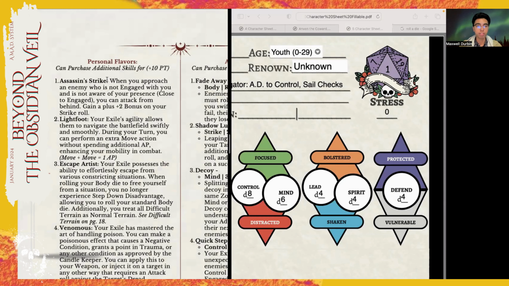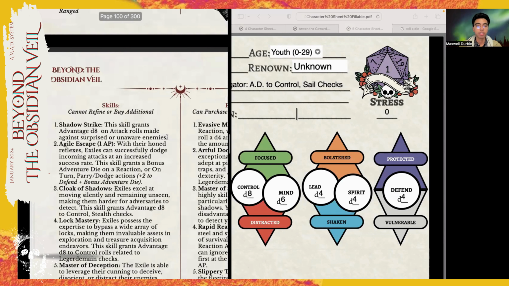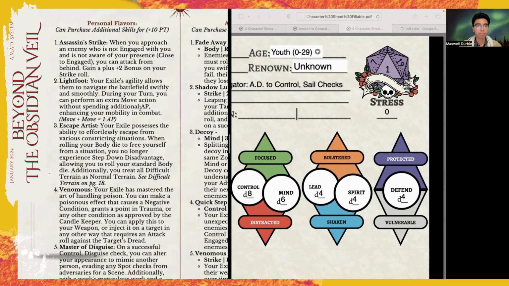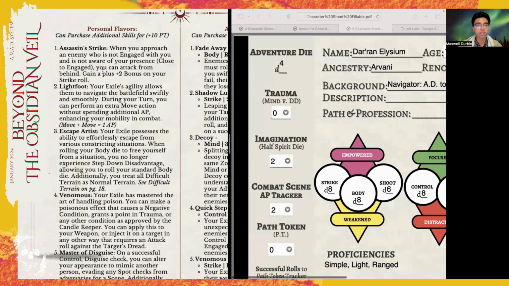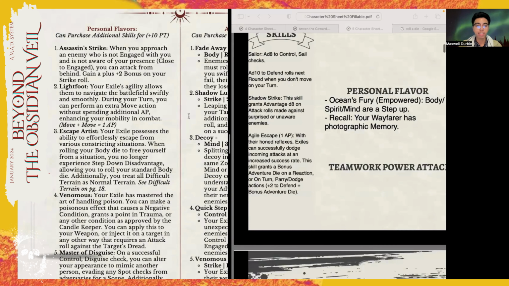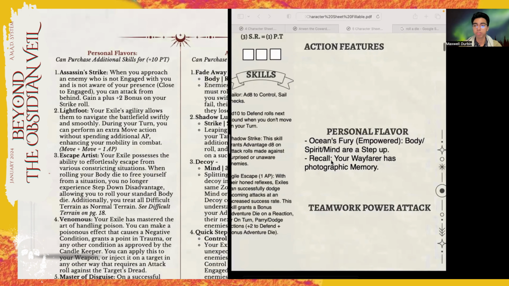Now, personal flavors. For personal flavors, we get to choose one and then one action feature. You can see we can purchase additional skills for 10 path tokens. So for simplicity's sake, we'll do Assassin's Strike for the personal flavor.